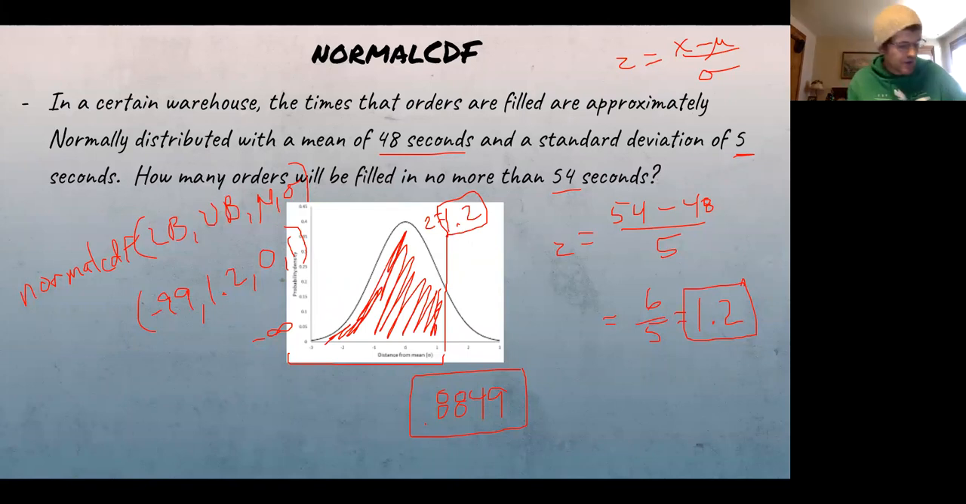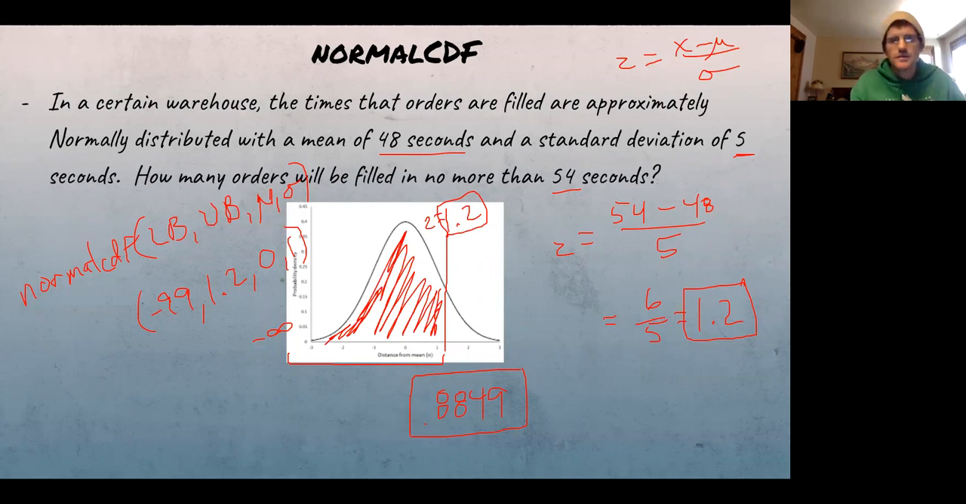It's good to have a drawing for this so you can visually see where your lower and upper bound is. My lower bound is negative infinity, and if you don't have anything there, you can just put negative 99. That's good enough. Your upper bound is going to be the z-score we calculated, 1.2. 0 and 1 for your mean and standard deviation stays constant. We never change that. Once you paste it to your screen, you can just run that analysis again, and it'll tell you. Okay.